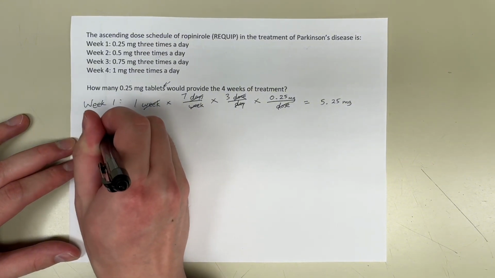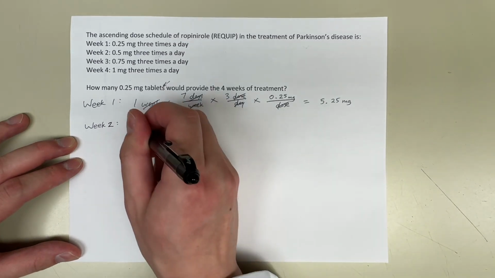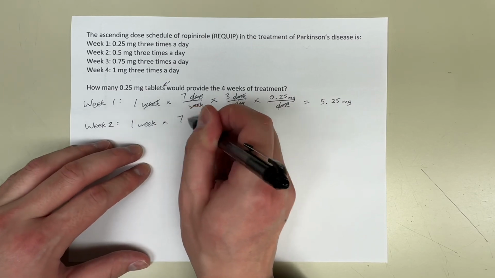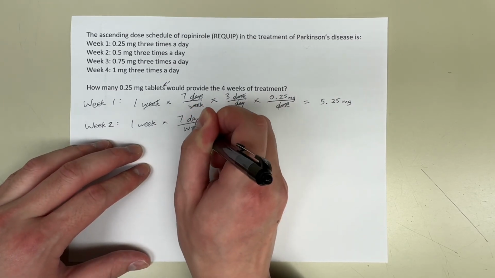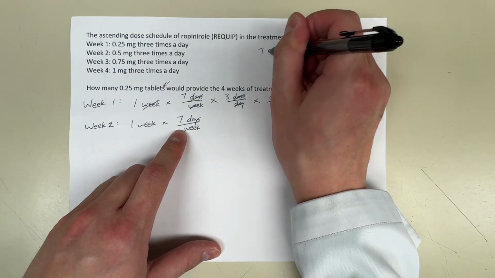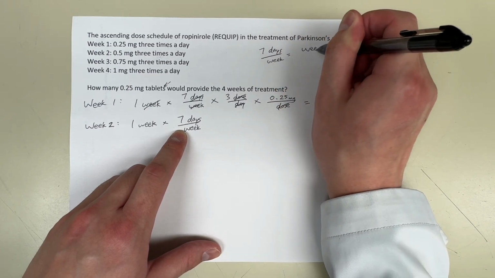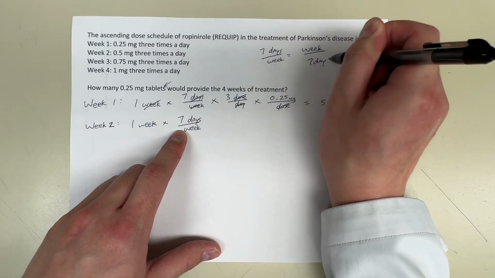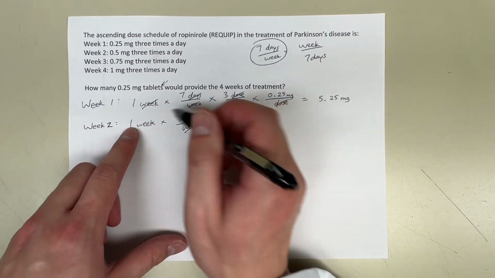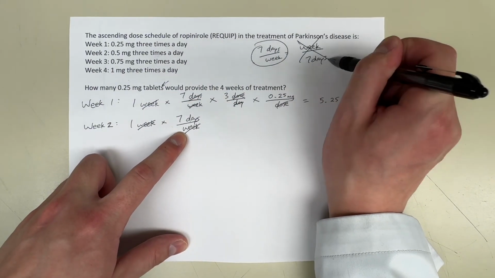So I basically do the same thing for week 2. I have 1 week of doses, and there are 7 days in a week. Realize this conversion factor is 7 days per week. I could have also written this as every week there's 7 days, but I'm going to use this one because I want weeks here to cancel out with weeks here. That's how I know to use this conversion factor and not this one.